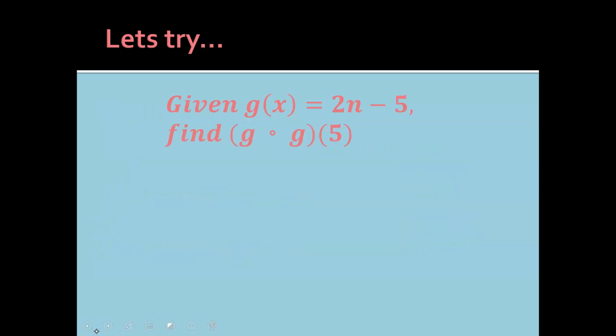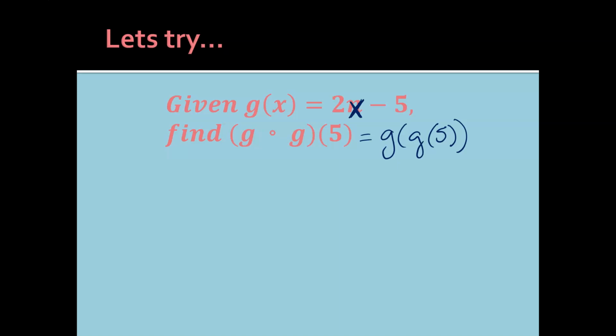Next one. So this one, sometimes you won't get two equations, you'll just get one, but it's okay. You're just going to evaluate the same equation twice, but with different numbers. So this is saying given g of x is 2x minus 5. Oh, that should not be that. I'm sorry. That should be x. My bad. So 2x minus 5. So it's saying find g composite g of 5. So we're going to rewrite that. Just change that composite to a parentheses. So we're going to have g of g of 5. So you're going to evaluate the g function twice, but with two different numbers.